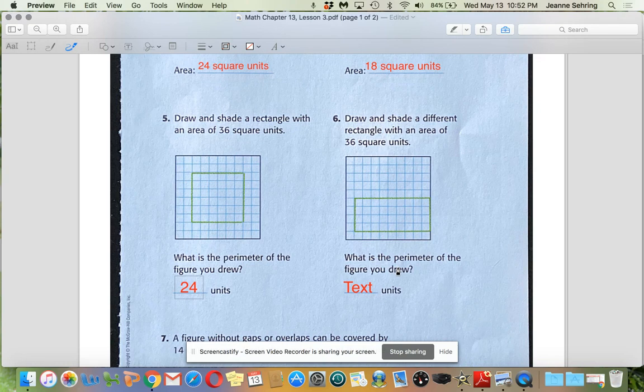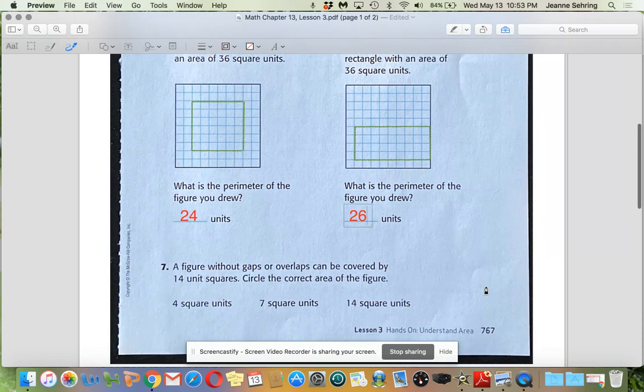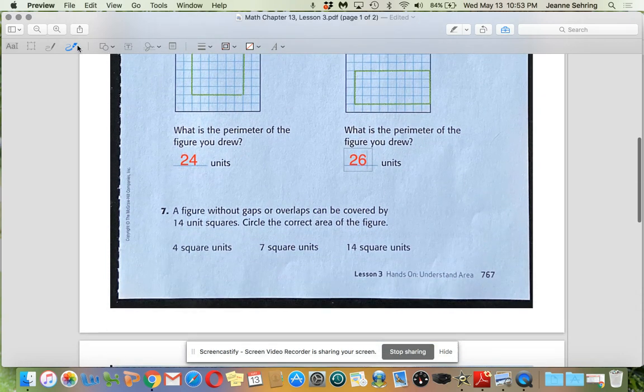What is the perimeter? So if I count the top as 9 across the top and 9 across the bottom, 9 plus 9 is 18. This side is 4 and this side is 4, which is 8. And 18 plus 8 is 26 units.